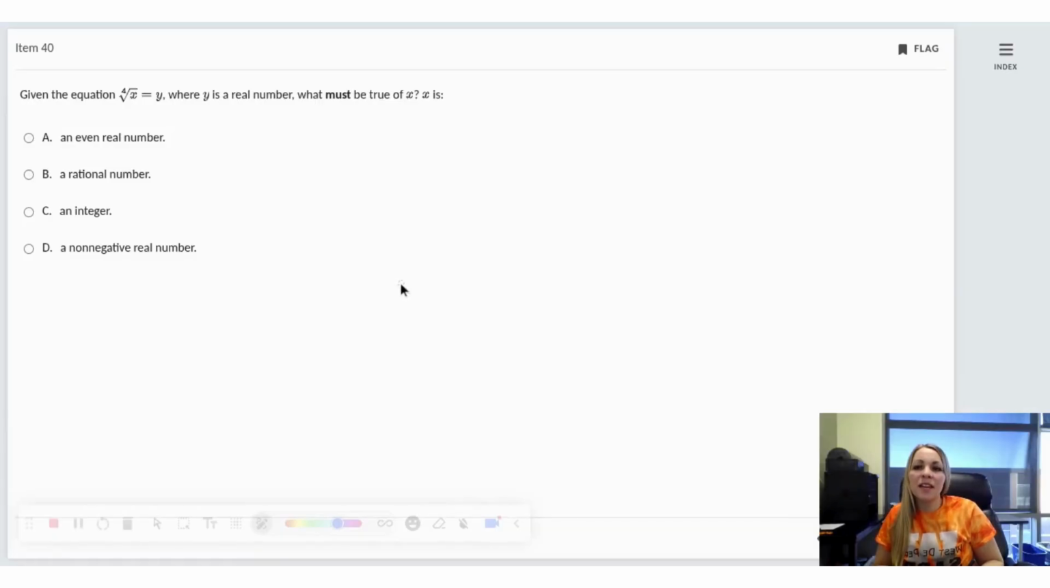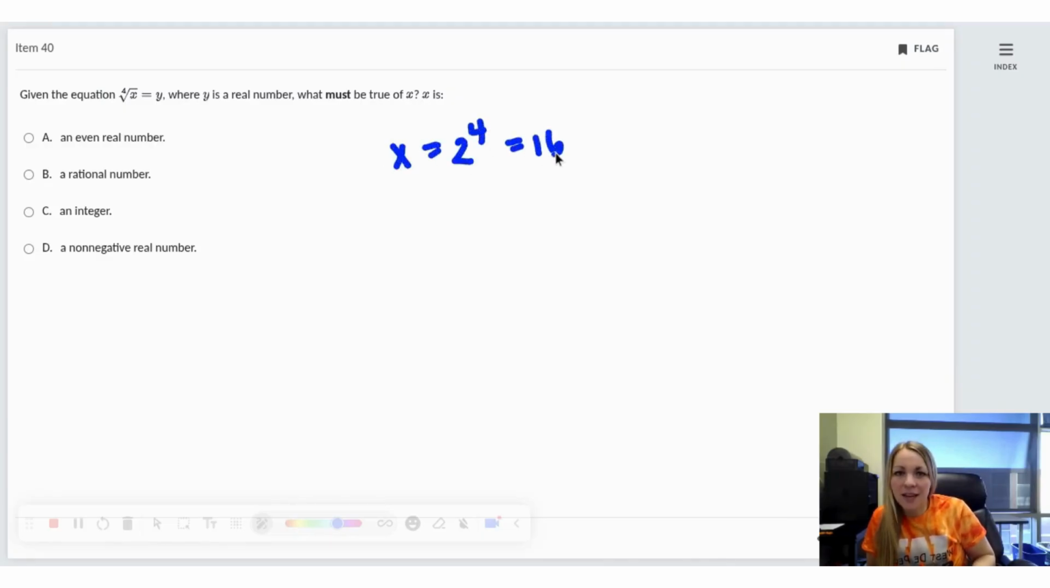Question number 40. Given the equation, the fourth root of x equals y, where y is a real number, what must be true of x? X is one of these choices. Now, the fourth root means multiplying by the same number 4 times to get x. For example, if y equals 2, then x equals 2 to the 4th equals 16.